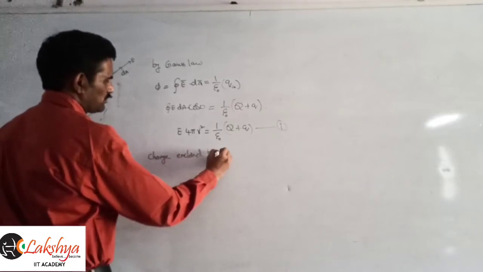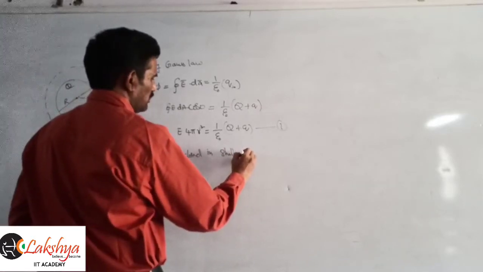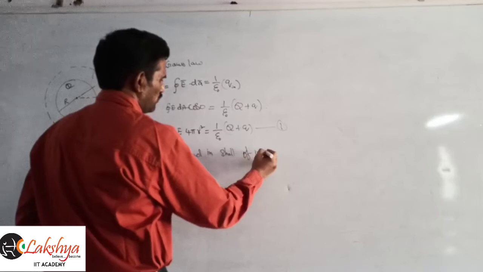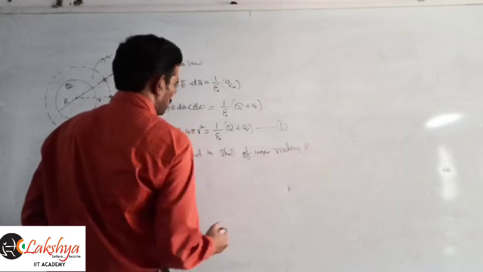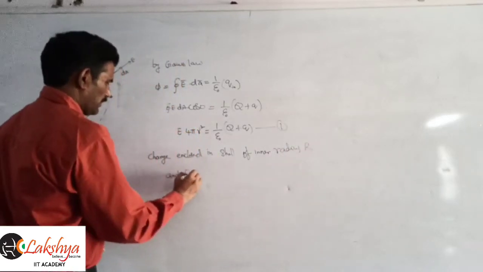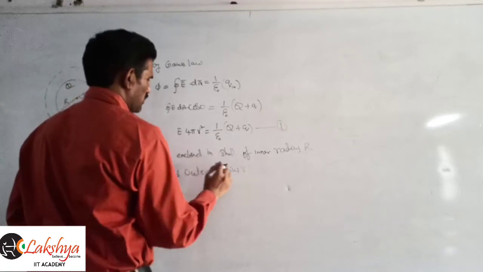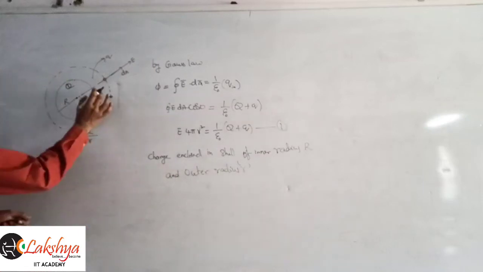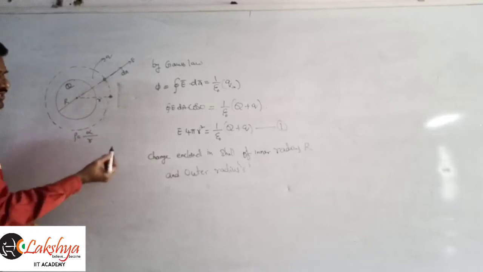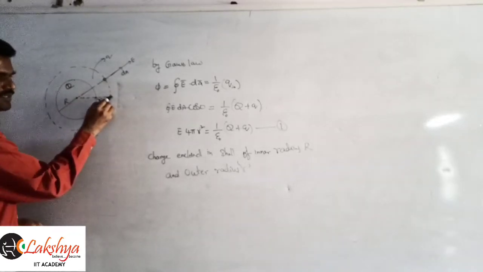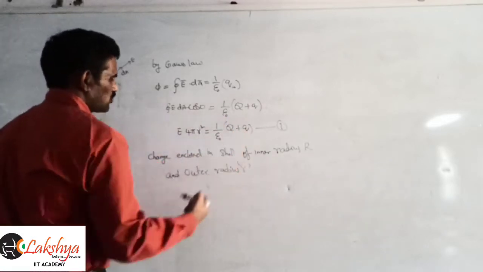Charge enclosed in a shell of inner radius capital R and outer radius small r. Got it? That means we are taking this as a shell. Now we are going to calculate the charge enclosed within this shell of inner radius capital R and outer radius small r. So that is our calculation here. That means we are going to calculate this q value here.